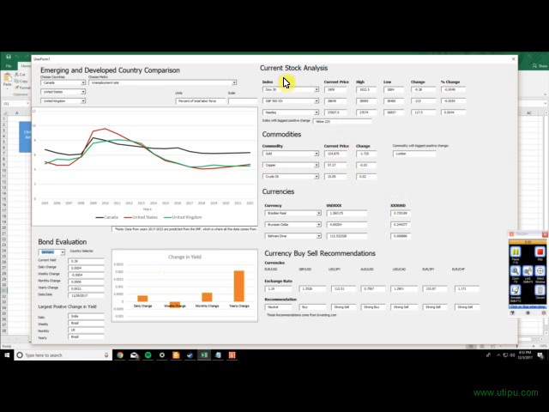Looking up to the top right, we have our current stock analysis, where we have plenty of indices from around the globe. So you can look at these different indices and compare them, and this would allow you to look at which country is currently on the upswing, possibly between the 3, and you'd be able to decide which stock market you'd like to invest in based off of these numbers and what you were looking at.